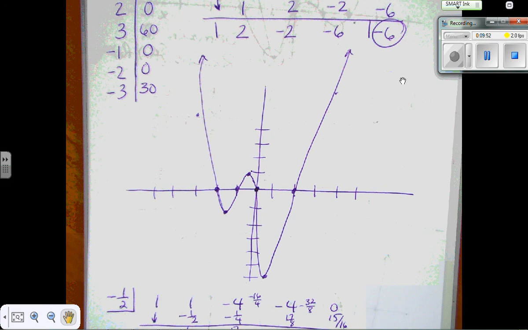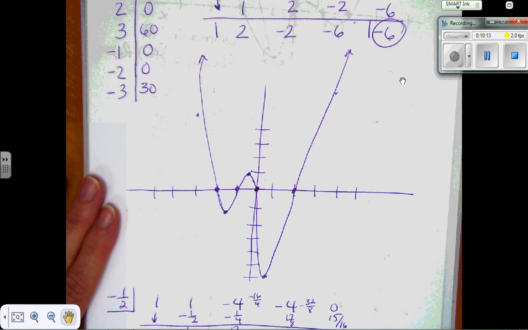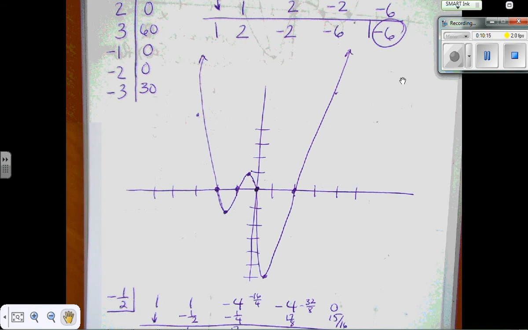Okay, so in your book, on page 334, let's look at what you're supposed to find for 14 and 18. Part A says to graph each function by making a table of values. So this is what you need to have for Part A. Part B, determine the consecutive integer values of x between which each real zero is located.